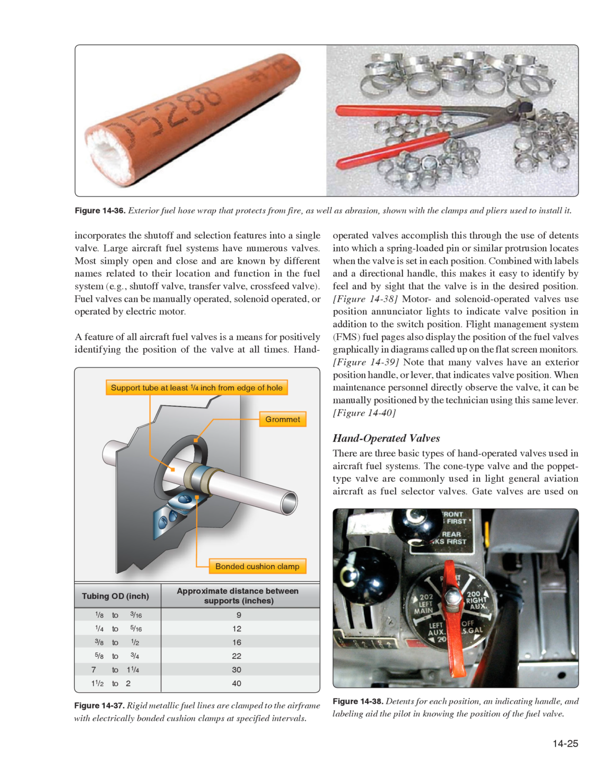Figure 14-38. Motor and solenoid-operated valves use position annunciator lights to indicate valve position in addition to the switch position. Flight Management System, FMS, fuel pages also display the position of the fuel valves graphically in diagrams called up on the flat screen monitors. Figure 14-39. Note that many valves have an exterior position handle or lever that indicates valve position. When maintenance personnel directly observe the valve, it can be manually positioned by the technician using this same lever. Figure 14-40, hand-operated valves. There are three basic types of hand-operated valves used in aircraft fuel systems. The cone-type valve and the poppet-type valve are commonly used in light general aviation aircraft as fuel selector valves.